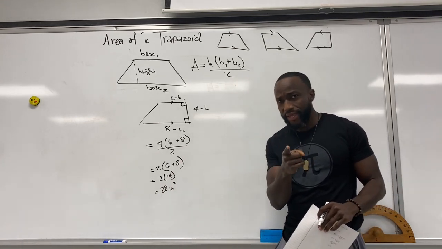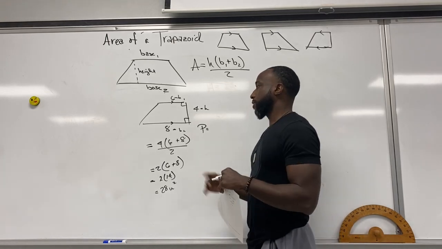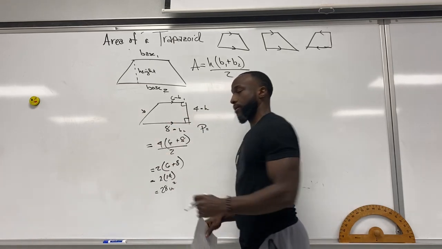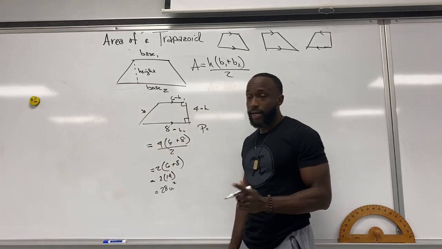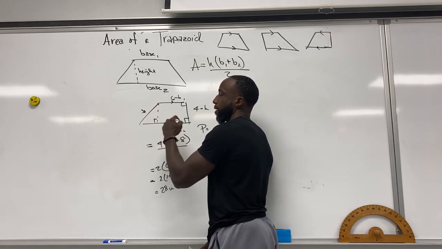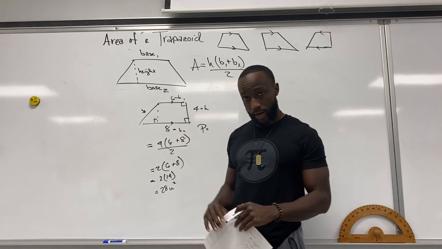What if they ask for the perimeter? The perimeter, again, is the sum of all the sides. We have all the sides except this slant here, right? To figure it out, first you want to create a right triangle. You're going to draw an altitude here, and when you draw this altitude, you create this right triangle.